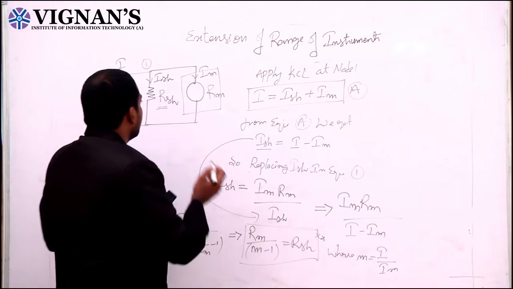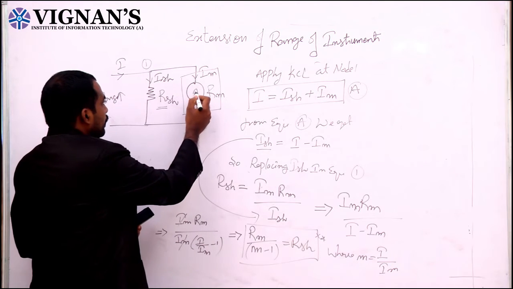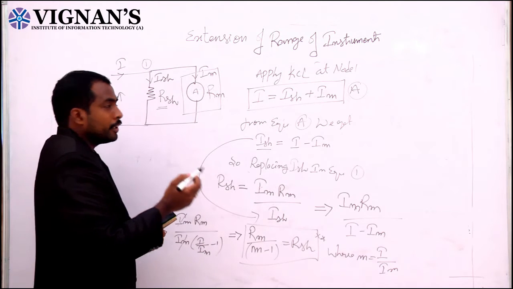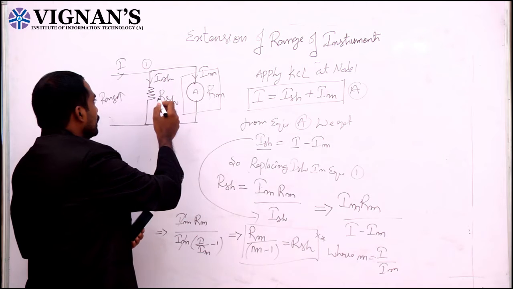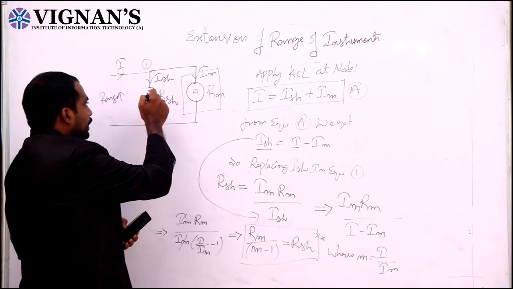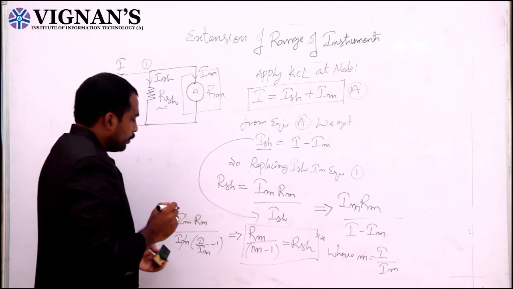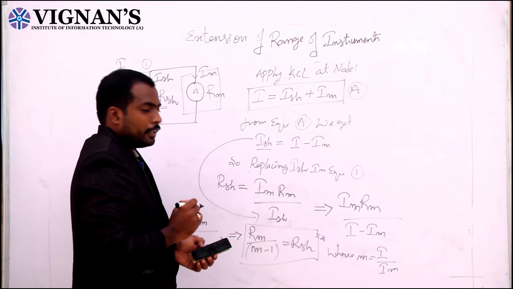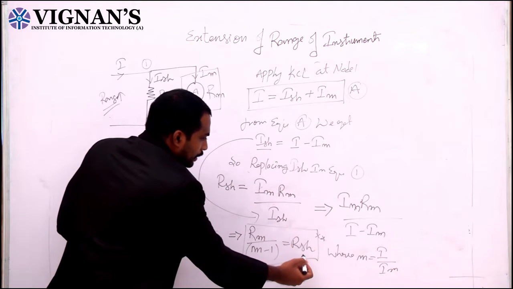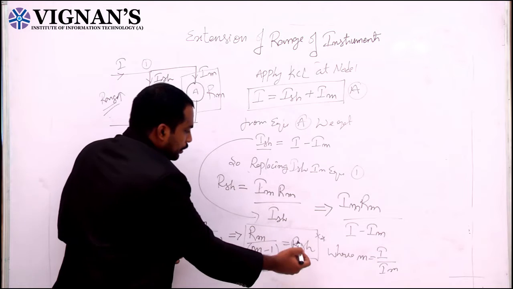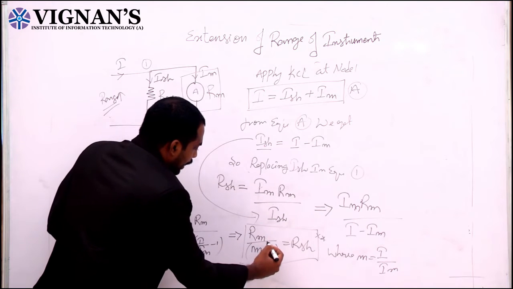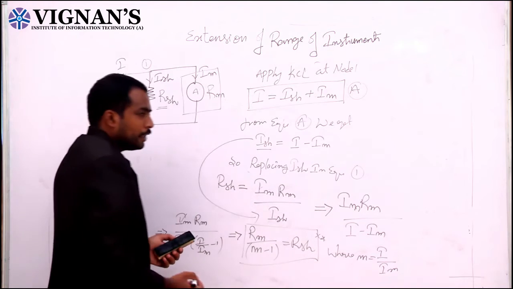That means in order to increase the range of an ammeter, what we have to do? We have to connect a shunt resistance such that we will bypass the current through the shunt resistance and we will increase the range of the meter. So this is all about the extension of an ammeter, where the shunt resistance to be placed in parallel with your ammeter is equal to RM by M minus 1, right?